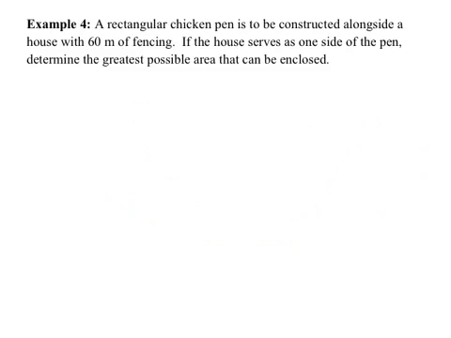Okay? Example 4 says a rectangular chicken pen is to be constructed alongside a house with 60 meters of fencing. If the house serves as one side of the pen, determine the greatest possible area that you can enclose. Can I get somebody to help me with the diagram? What would a diagram look like here? So I just want you to draw or tell me what to draw.